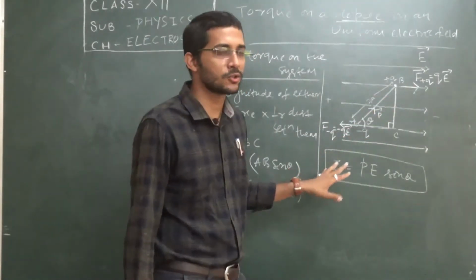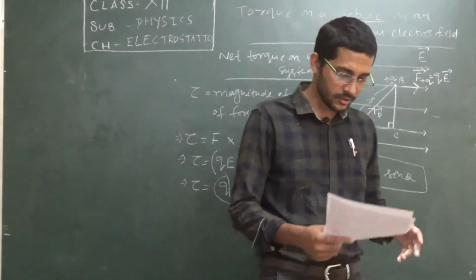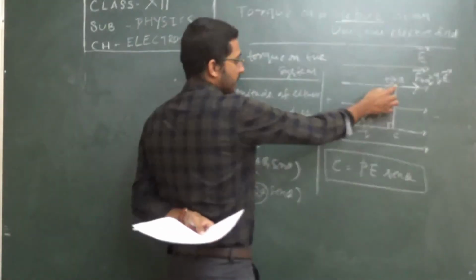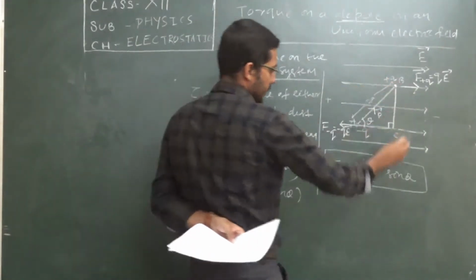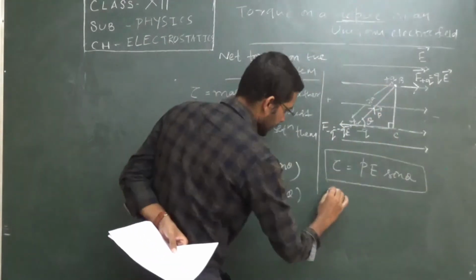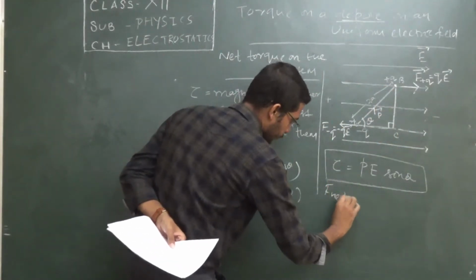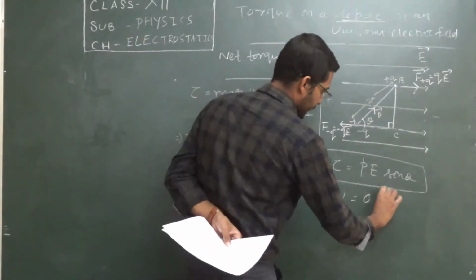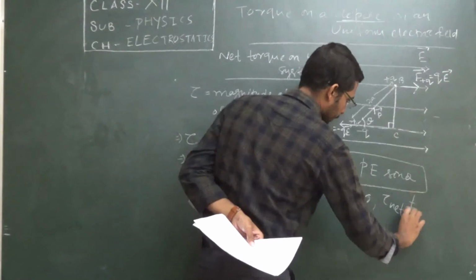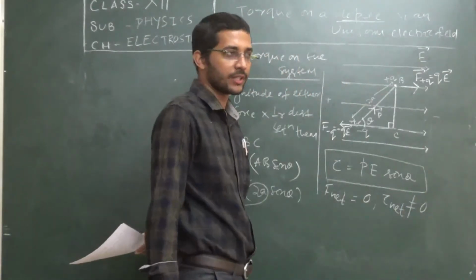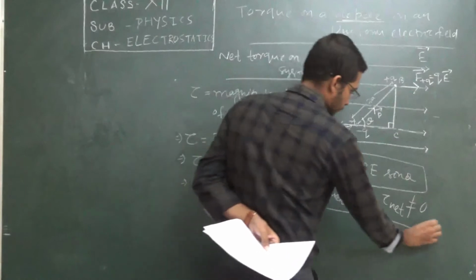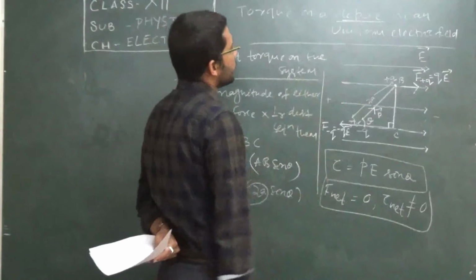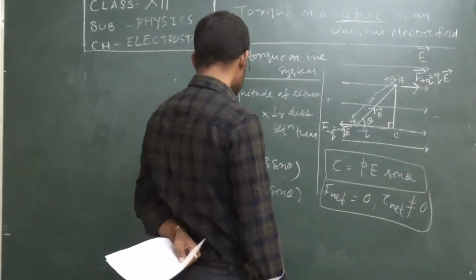So these are the special cases, quite necessary ones. Try to understand the concept. And always remember this one, as the dipole is rotating, there is a basic case that net force needs to be 0. Then only the dipole will not displace. But net torque will never be equal to 0 if the dipole is rotating. So these are the basic conditions to remember when you are talking about the torque on any dipole placed inside a uniform electric field. So this is the basic case.